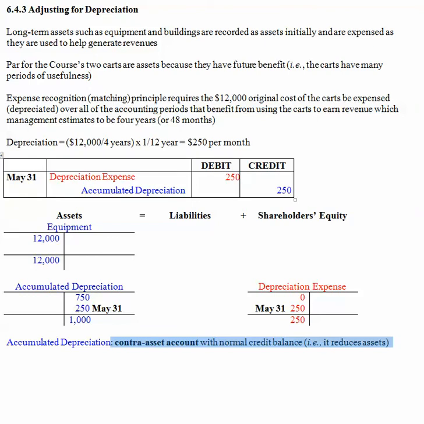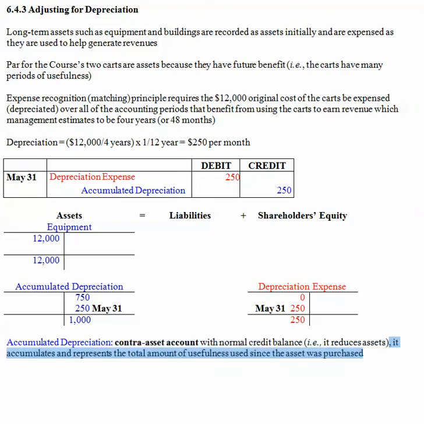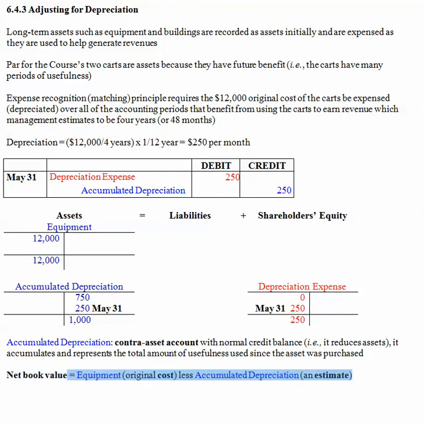So now if you look at the accumulated depreciation, it has $1,000 in it. It accumulates. It represents the total amount of usefulness that has been used since those carts were purchased. So the net book value, the amount of usefulness left, is your equipment minus the accumulated depreciation. And then again, that's the amount of usefulness left.